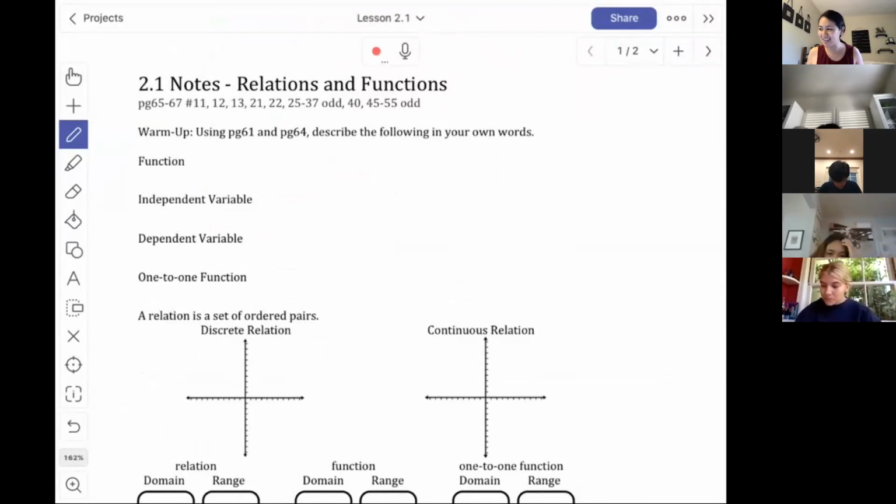All right, no worries. So a function, this is the rule that makes it a function. It's a function if each x has only one y. Oh, you guys can't see my writing, huh? But each x only has one y.